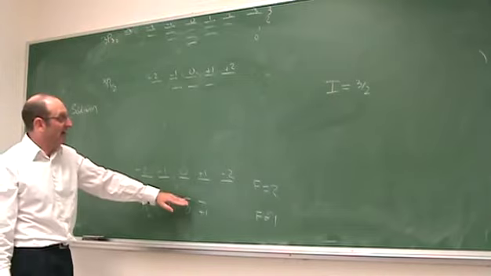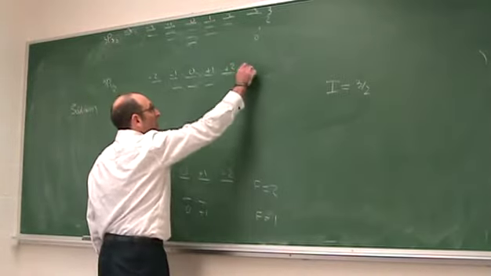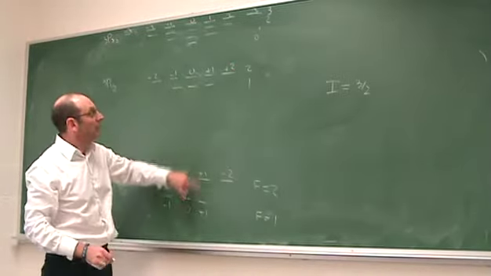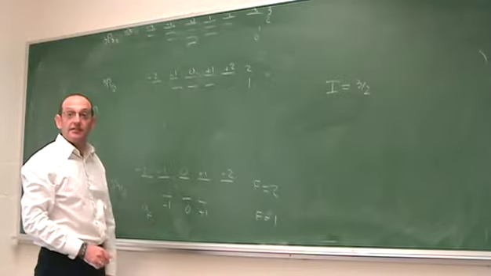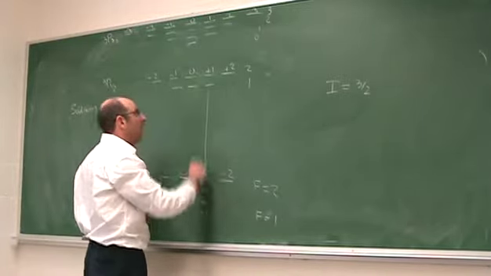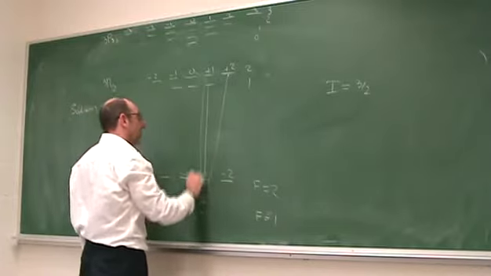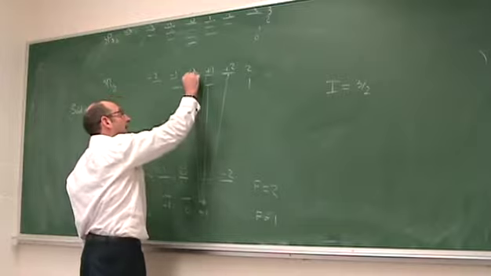So if I'm here, I can go F equals here. This is F equals 2. I can go from 1 to 1, and that's fine. So for example, if I start here, I can go to this level. I can go to that level. I can go to that level. I can go to that level. I can go to that level.